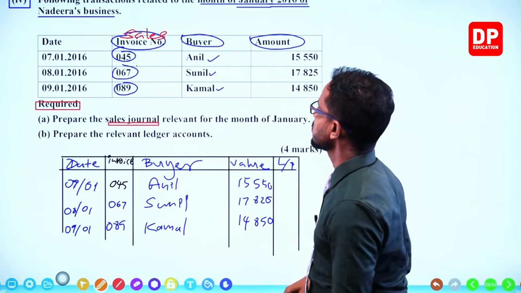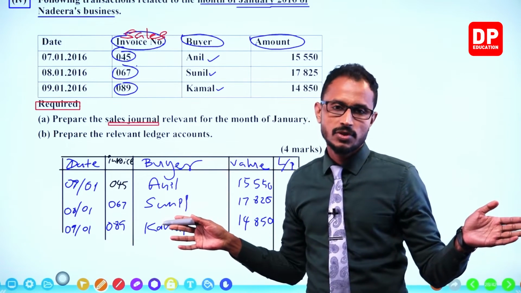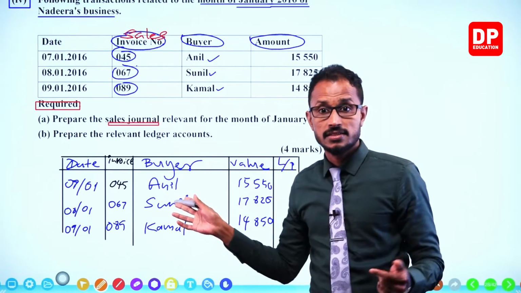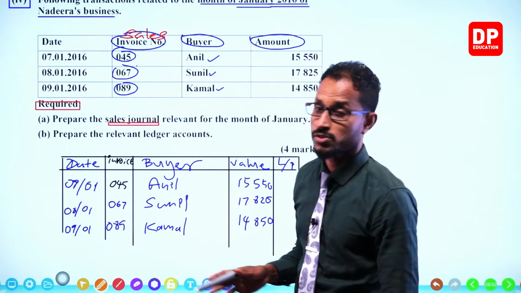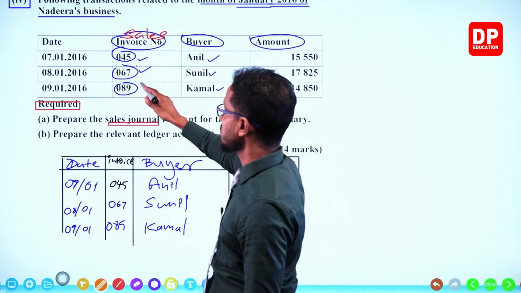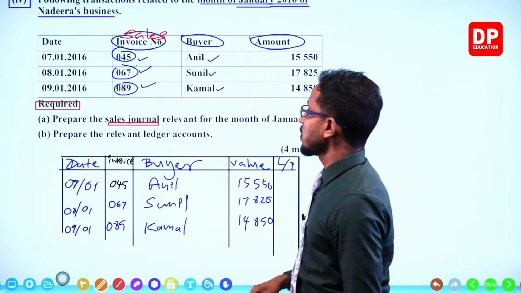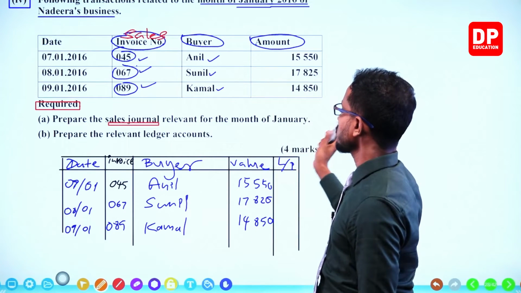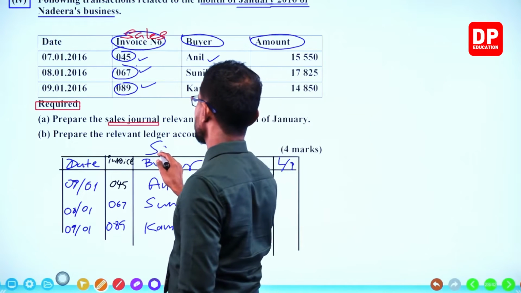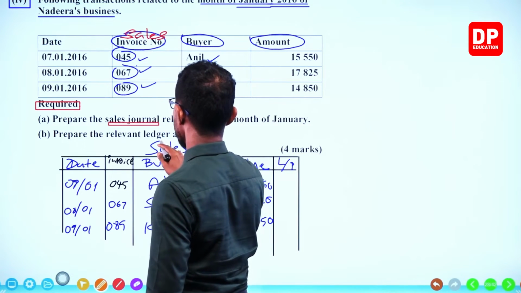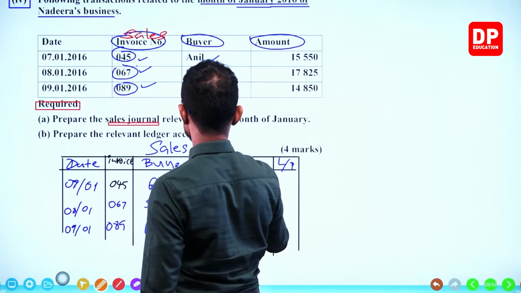Done. Sales journal is done. Not yet done, but entered. I mean, all invoices are entered. 1, 2, 3. Prepare the sales journal relevant for the month of January. This is the sales journal.